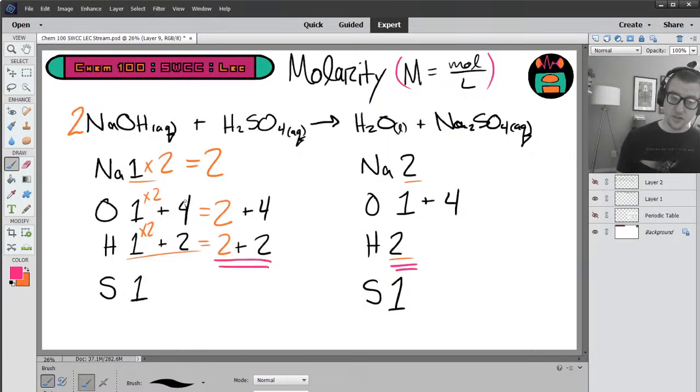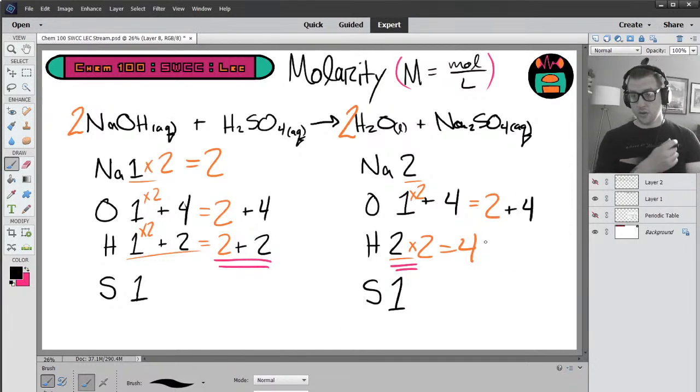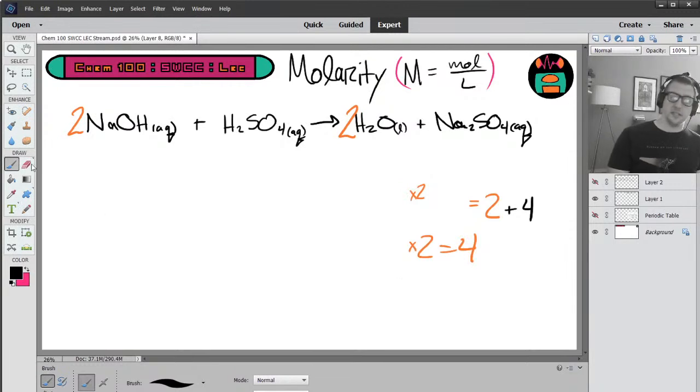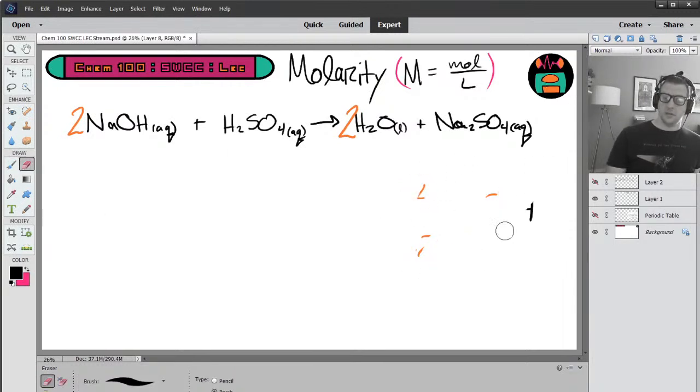We've got a total of 4 hydrogen on the reactant side, only 2 on the product side. So let's multiply water by 2. This is going to balance our hydrogen. It also turns out to balance our oxygen as well, because now we have 2 oxygens coming from water. So we have 2 plus 4, and we're all good. All right, so this is our balanced chemical equation. Let's clear this board up a bit.